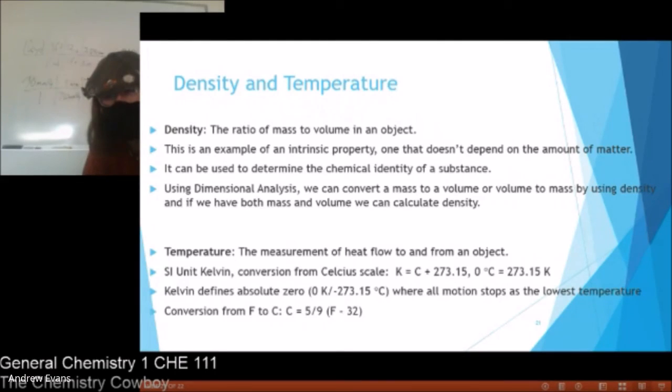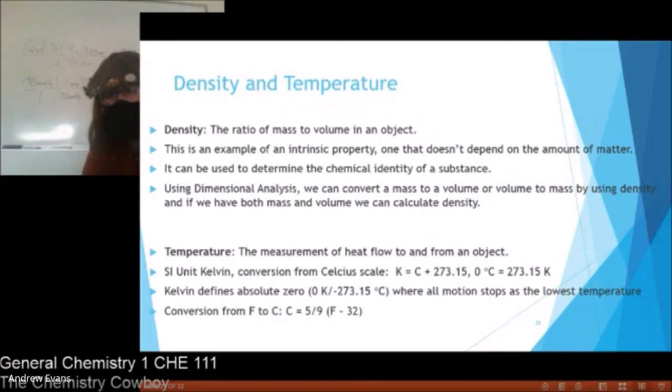And the last thing we'll study is temperature, which is the measurement of heat flow to and from an object. The technical SI unit is Kelvin, which can be converted from Celsius by a simple addition of 273.15. So if I am at 0 degrees Celsius, which is the freezing point of water, it's 273.15.